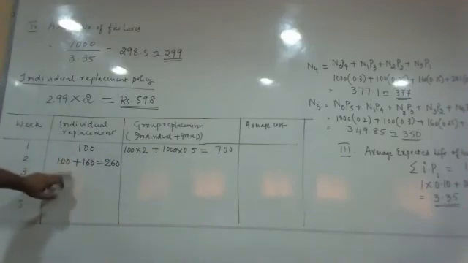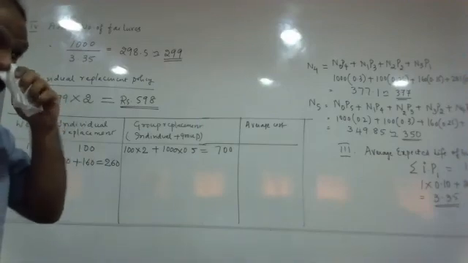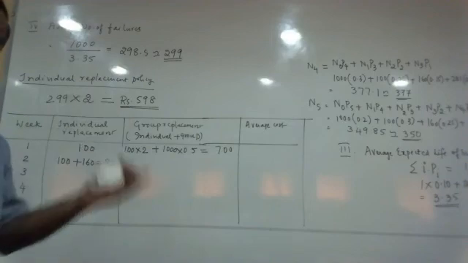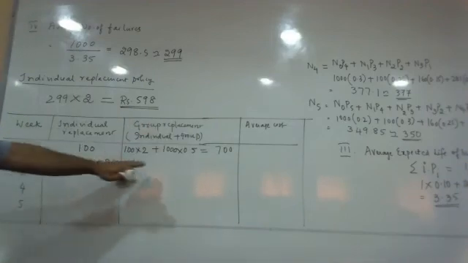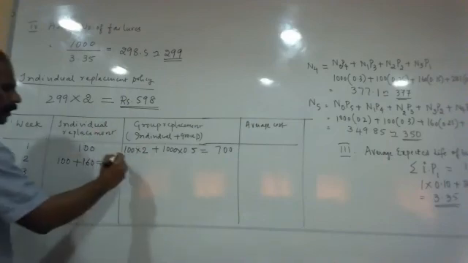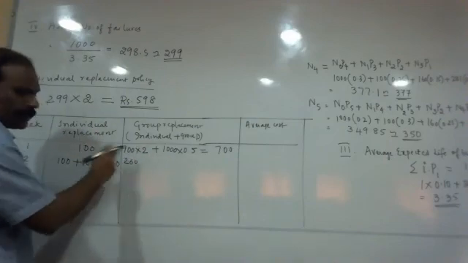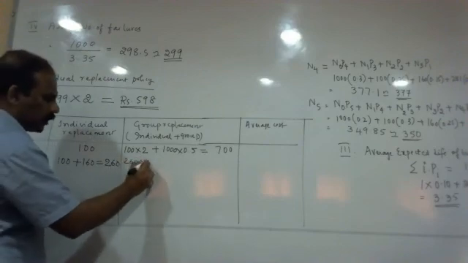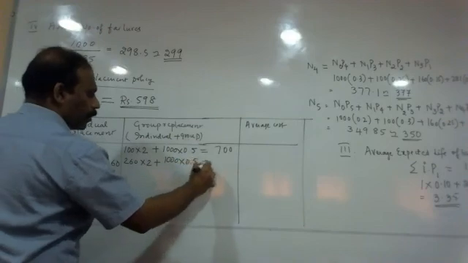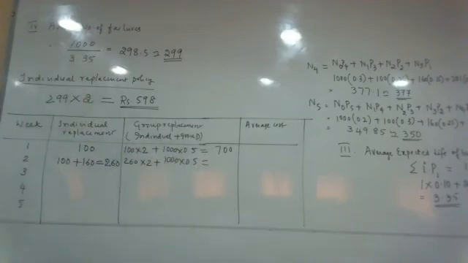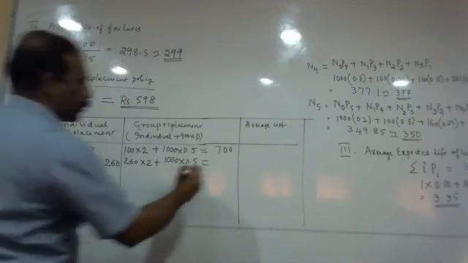This is an important step. I want everyone to please remember this clearly. Whenever I'm writing the individual replacement, it should always be taken as a cumulative value, so the first week as well as the second week value is taken here. Now the same logic applies. So 260, multiply by 2, plus 1000 into 0.5. Now can you please simplify and tell me how much we get? 1020 rupees. Very good.